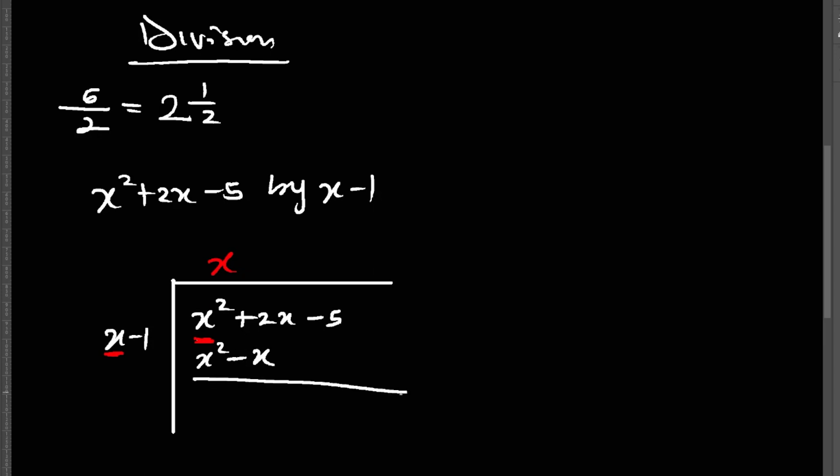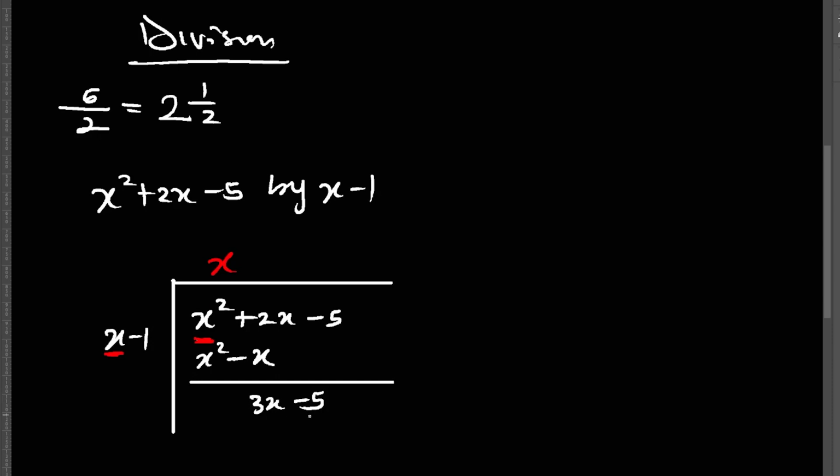So what we do now is subtract this from the polynomial. How do we subtract? Just put a negative sign here. The x squared will cancel, and minus minus x becomes plus, so that will be 3x minus 5. So we can still divide.